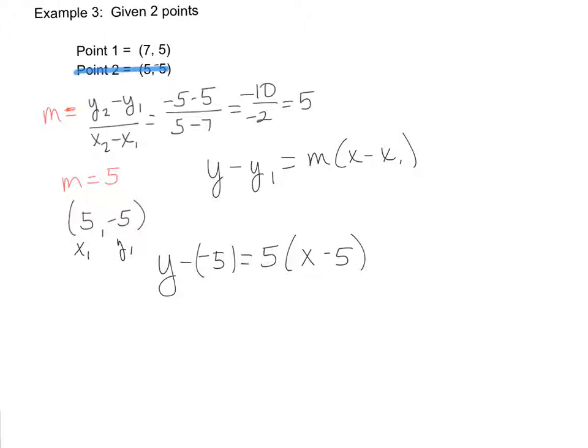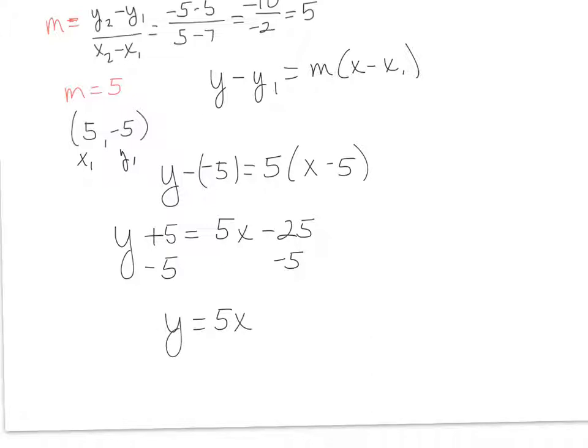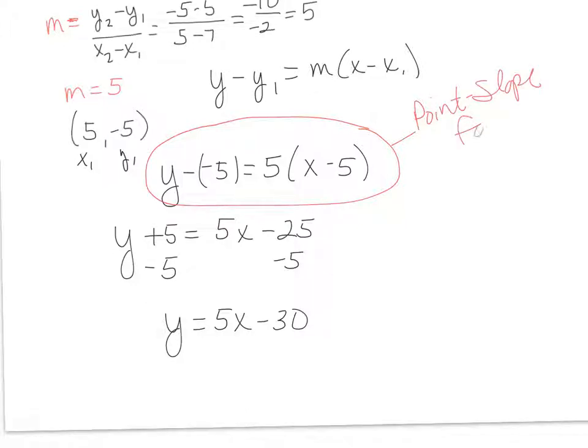Alright, now we're going to simplify this and put this into slope-intercept form. So we're going to simplify this first to y plus 5 equals, I'm going to go ahead and distribute in the same step. So 5x minus 25. Getting that y by itself, I'm going to subtract 5 from both sides, so now I've got y equals 5x minus 30. So just to kind of highlight the parts, this is in point slope form. And I've taken that equation and I've changed it into slope-intercept form.